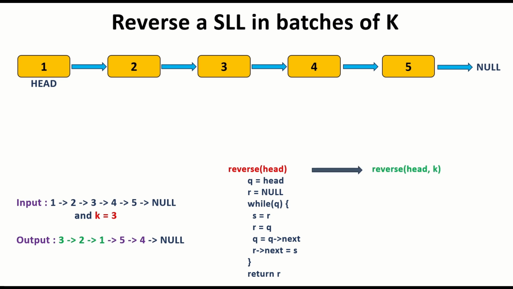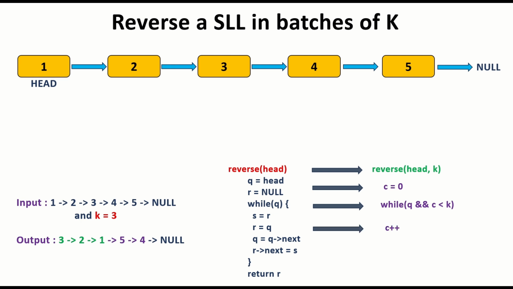So the very first change that we can see is our function prototype will change, and now it will have 2 params: we'll pass the head pointer as well as the value of k. The second change would be we have to keep a count, let's call it C, a counter, which will keep on counting the number of nodes that have been processed. The while loop will also change in a manner that we want to break out of this while loop if Q has already reached null or C has already reached the value of k. It means we have already processed the k nodes.